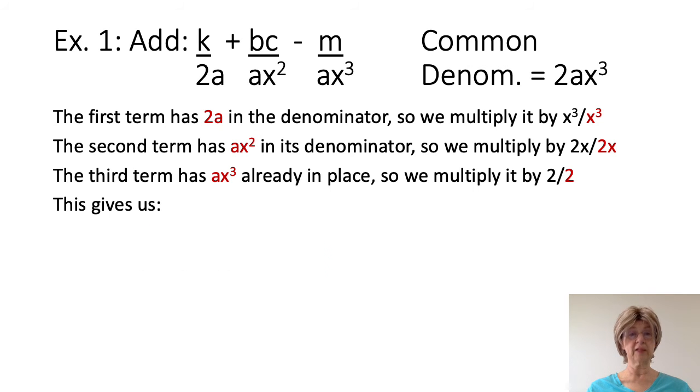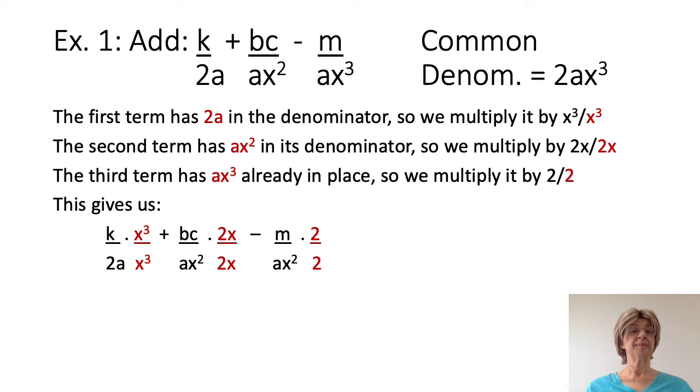This gives us k divided by 2a times x cubed divided by x cubed, plus bc divided by ax squared times 2x divided by 2x, minus m divided by ax cubed times 2 divided by 2, which equals kx cubed plus 2bcx minus 2m divided by 2ax cubed.